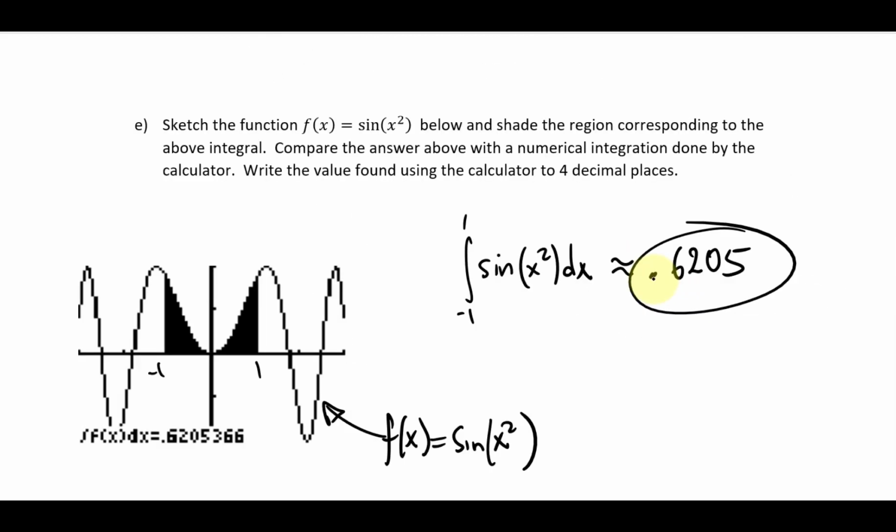So in part E, sketch the function sine of x squared and shade the region corresponding to the above integral. So that is from minus 1 to 1, sine of x squared. And compare the answer with the numerical integration done by the calculator, and write that answer from the calculator to 4 decimal places. So to 4 decimal places, it's 0.6205, exactly the same thing that we just got doing it with a series approximation.